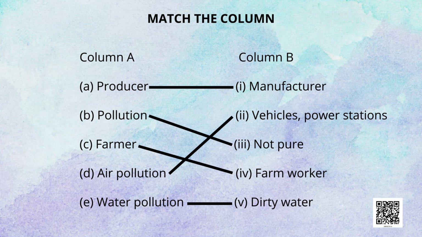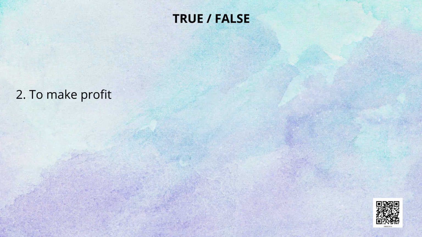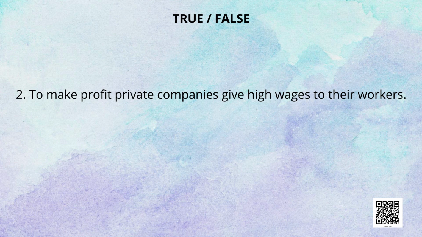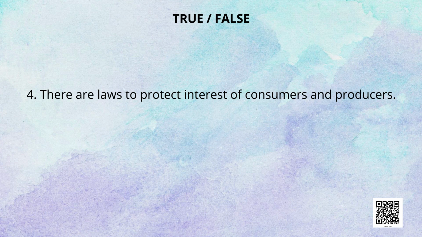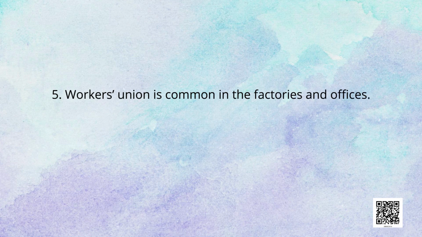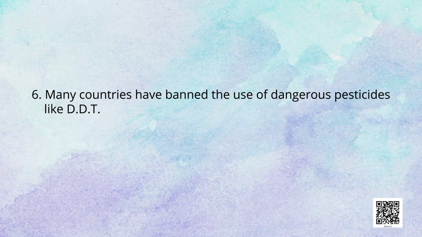Alright, so are these statements true or false? Union Carbide, an American company, produced soaps. No, it is false. To make profit, private companies give high wages to their workers. False. Workers' union is an association of workers. True. There are laws to protect interest of consumers and producers. True. Workers' union is common in factories and offices. True again. Many countries have banned the use of dangerous pesticides like DDT. It is true.